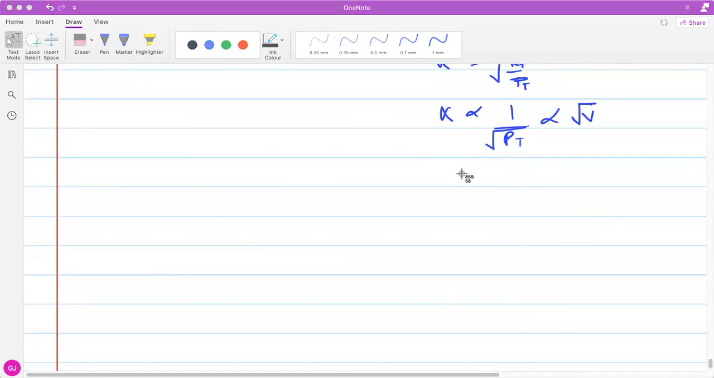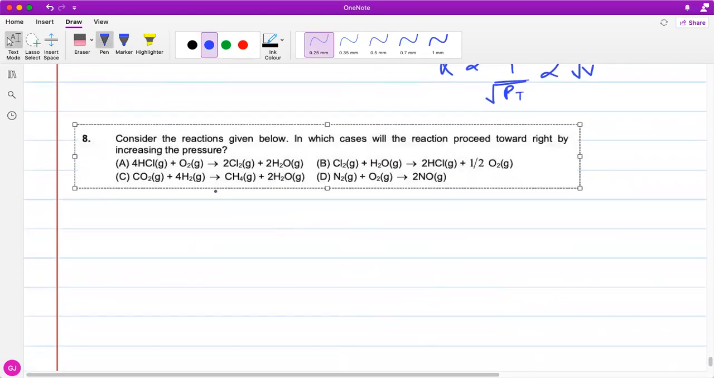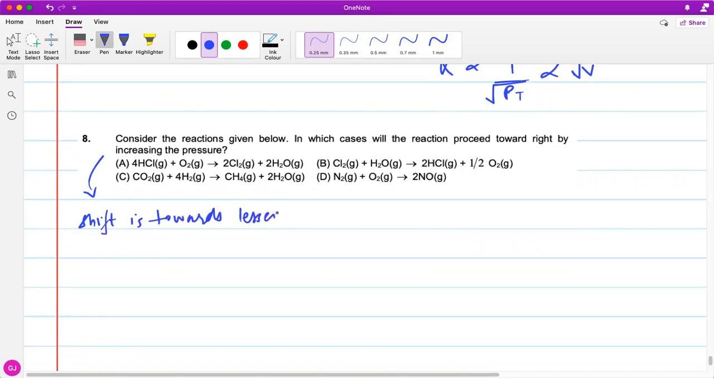Then we look at the 8th question, right? So the 8th question is about considering the reaction below and what would proceed to the right by increasing pressure, right? So P increases, right? And we know the shift is towards lesser gas moles, right? So here when we read in the A option, the lesser gas moles are on the right hand side. So yes, it is actually forward.